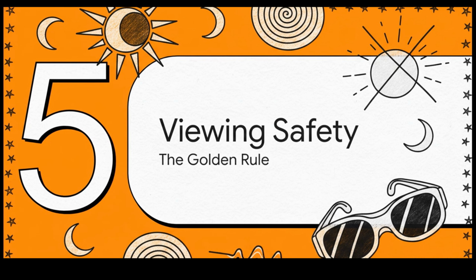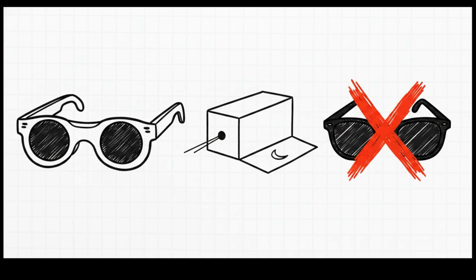Section 5. Essential Viewing Safety, the Golden Rule. Now listen closely, because looking directly at the sun causes severe permanent eye damage. You absolutely must always use properly certified eclipse glasses or a safe alternative method, like an indirect pinhole projector. And please remember, never use regular sunglasses. I don't care how dark they are, they do absolutely nothing to protect your eyes from that intense solar radiation.